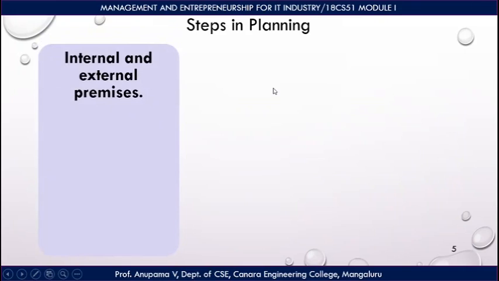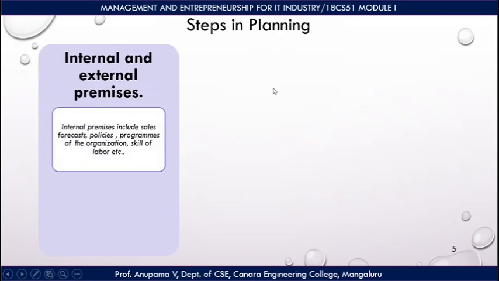First one, internal and external premises. Premises may exist within and outside the company. Important internal premises include sales forecast, policies and programs of the organization, capital investment in the plant and equipment, competence of management, skill of the labor and other resources, etc.